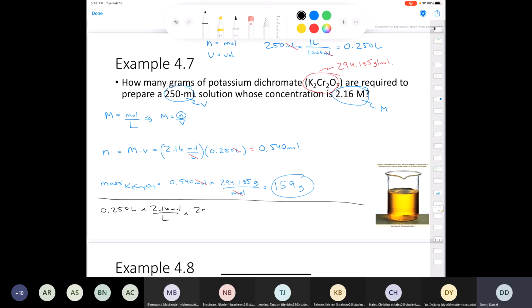And then I have 294.185 grams of solute in 1 mole of solute. You can see that that obviously works, there's nothing wrong with that at all, and you would end up with 159 grams. But again, I found that teaching this over the years, it's kind of better to do it as a two-step process when you're learning it.